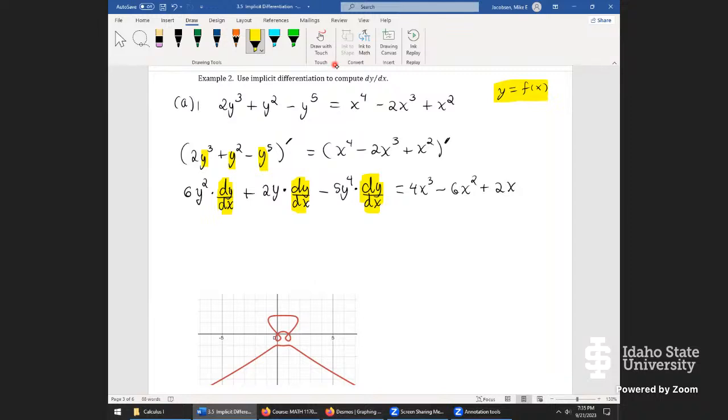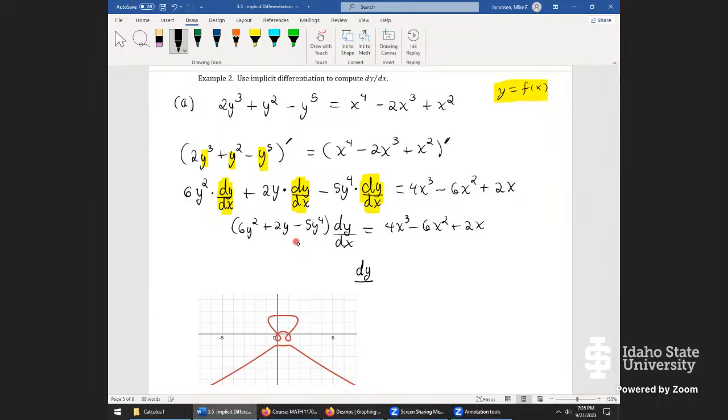Okay, well, we're practically done. Next thing we do is factor dy dx. I'm going to factor it off to the right-hand side. So it's going to be 6y squared plus 2y minus 5y to the power 4, times dy dx, equals 4x cubed minus 6x squared plus 2x. Now it's just one step away. We solve for dy dx the moment we divide by that group on the left.